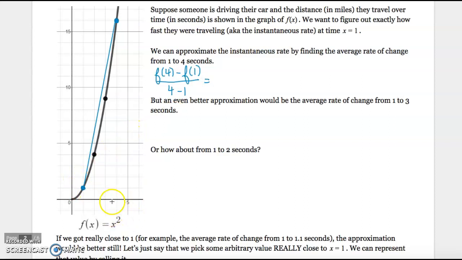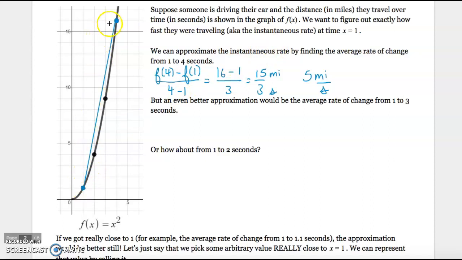You can either tell from the graph or from the equation down here. If I plug in, 4 squared is 16. So I get 16 minus f of 1, just 1, over 4 minus 1, which is 3. So I get 15 over 3, which is a nice 5. And again, make sure you're using the units correctly. Distance in miles, so it would be 15 miles over 3 seconds, so 5 miles per second. Wow, you're flying.